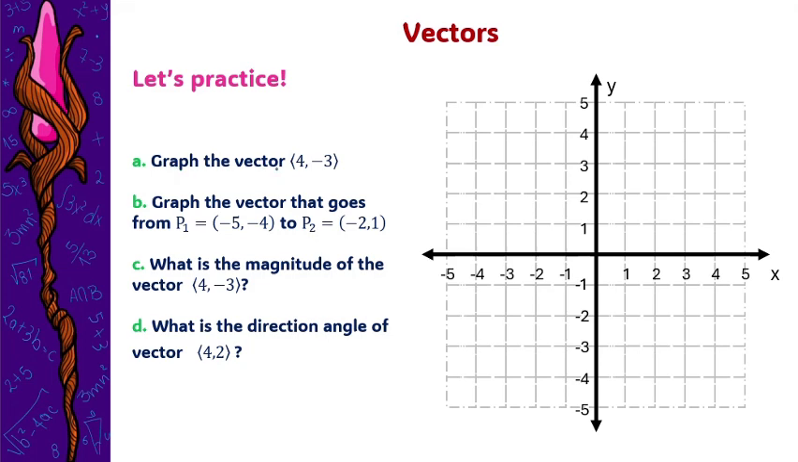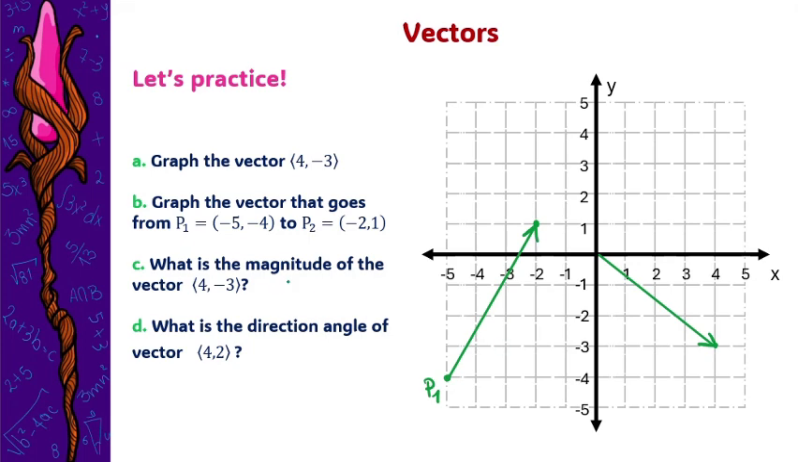Okay, the first one is graph the vector (4, -3). So 4 in the x and -3 in the y. So it would be until here. You just go with a straight line and graph it. Now it says graph the vector that goes from point 1, which is at (-5, -4), to point 2, which is (-2, 1). This one. And again, you just go with a straight line and finish it with an arrow.